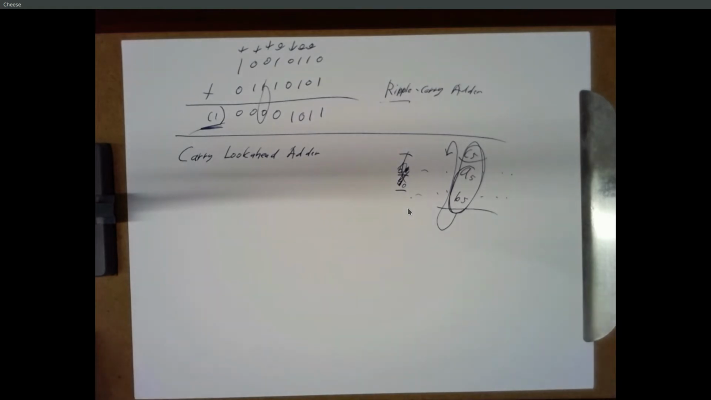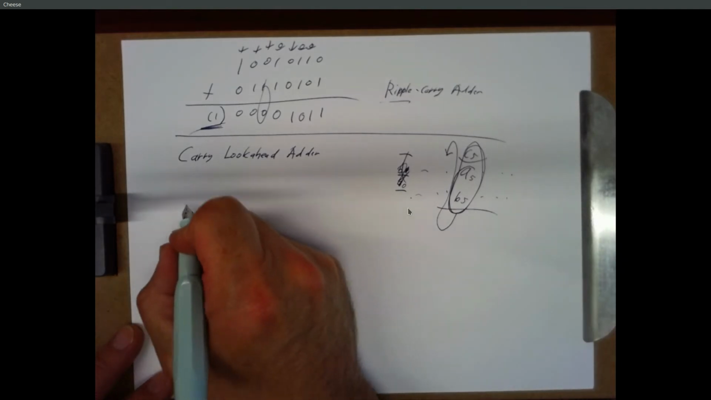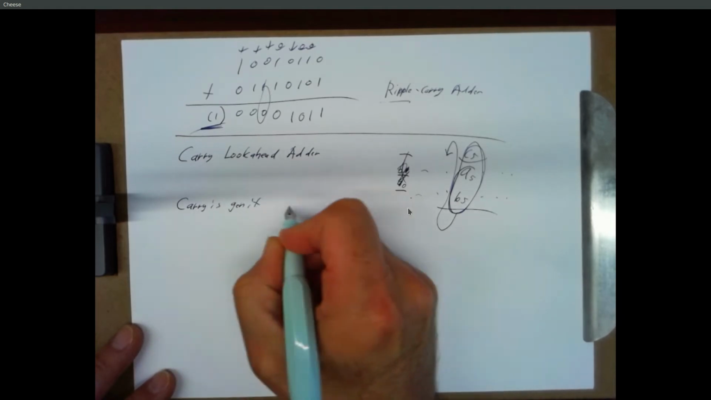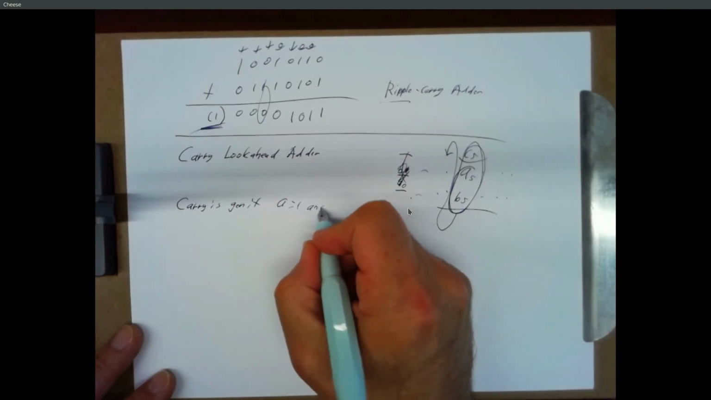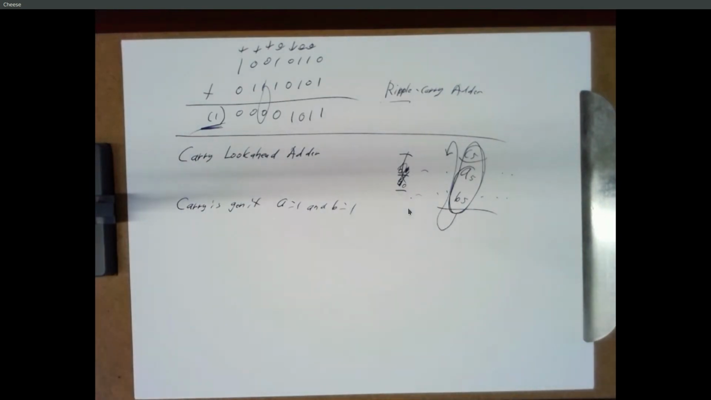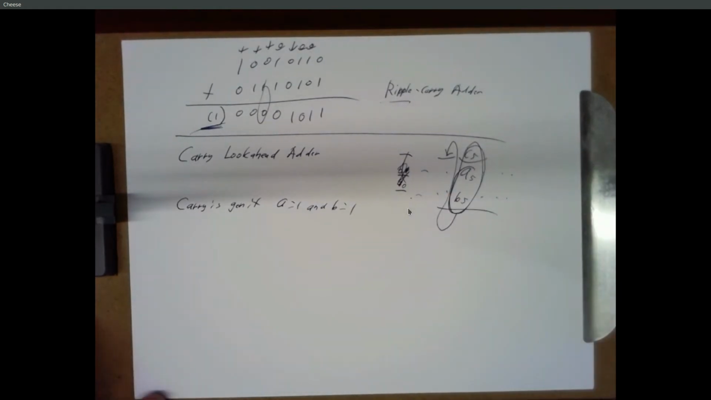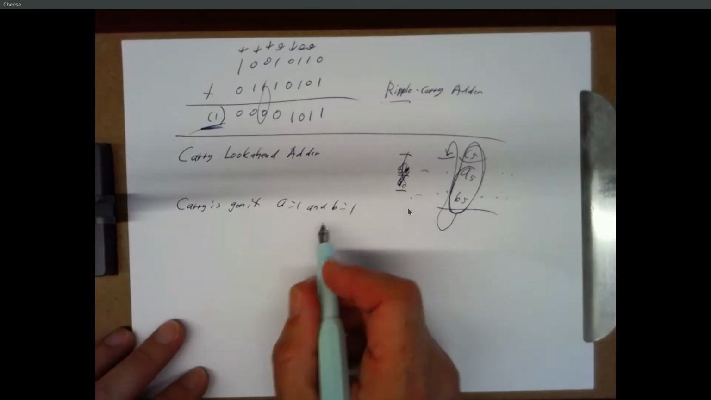When A and B are 1, then it generates a carry. Okay, so a carry is generated if A equals 1 and B equals 1. Is there any other case where we might get a carry going into this next stage? If the other carry is also a 1, and what else? One of the others is a 1. Okay, so a carry is generated if A is 1 and B is 1.